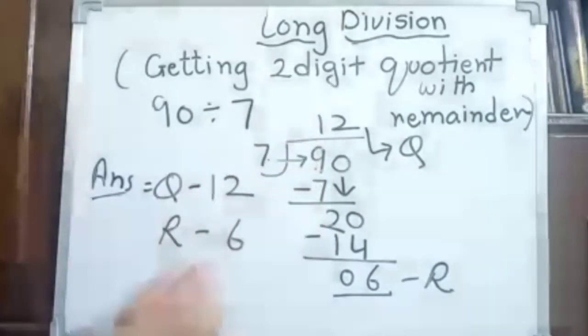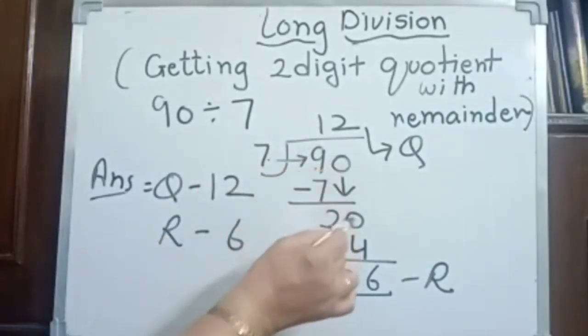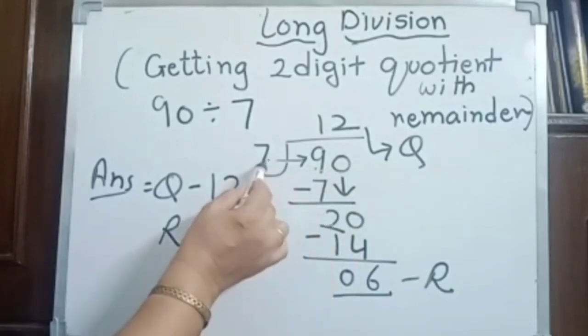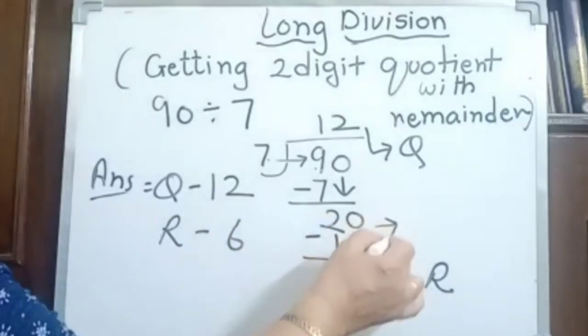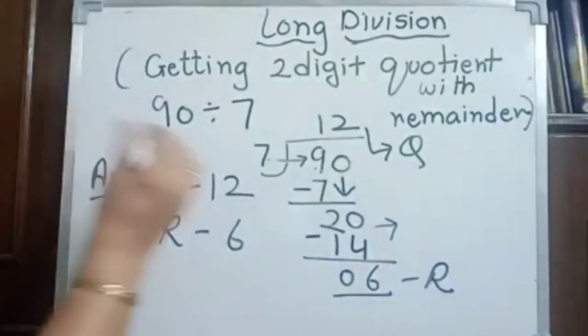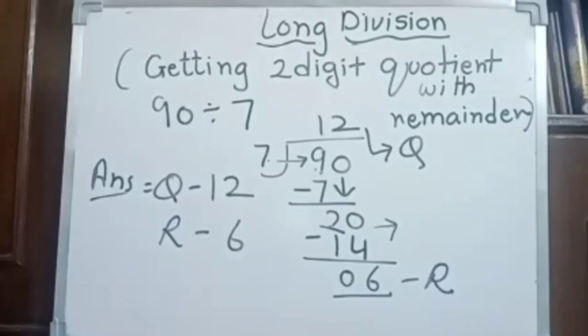7 ones are 7. 9 minus 7, 2. Now put the arrow and take number 0. Now count the table of 7. Do not go more than 20. 7 twos are 14. So minus, 6 will be here. So quotient is 12 and remainder is 6.